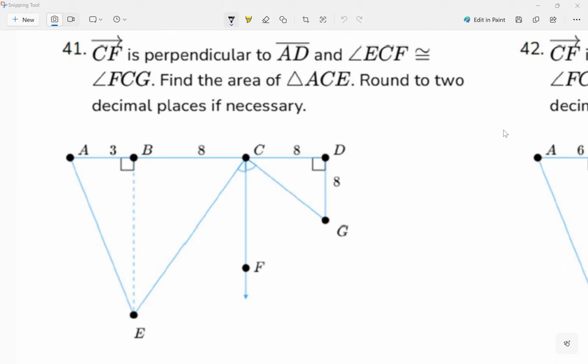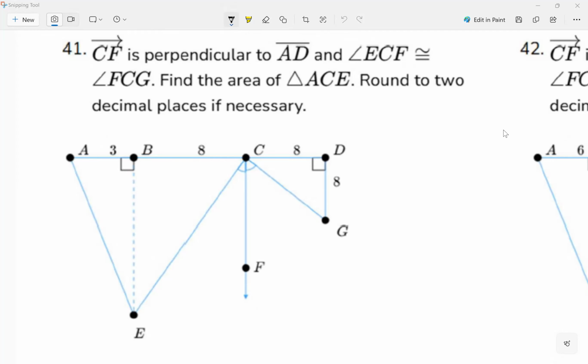Okay, for today, I'm going to be working questions 41 through 44. So let's see. First of all, it says CF, the segment CF is perpendicular to the segment AD. So the ray CF is perpendicular to the segment AD. What does that mean? Perpendicular. They cross at 90 degrees. So let me see what we're looking at here.